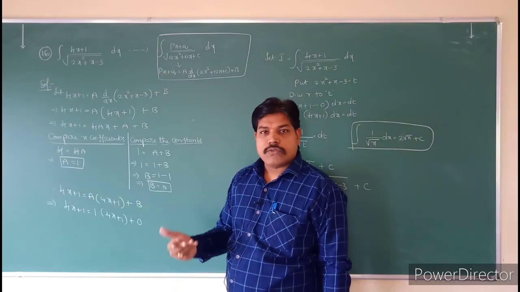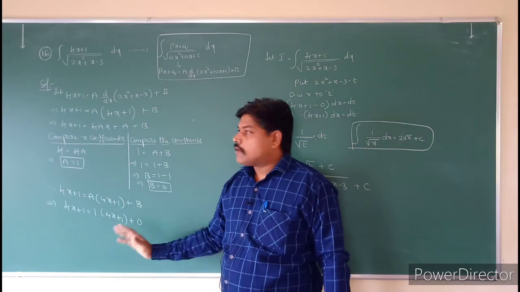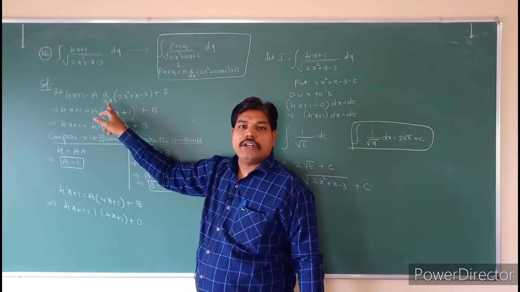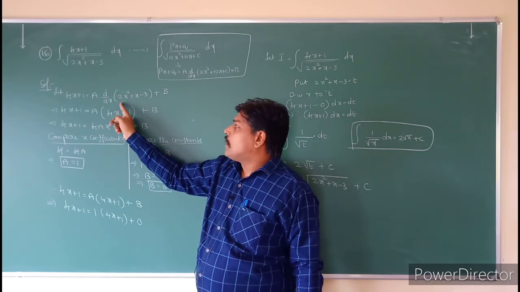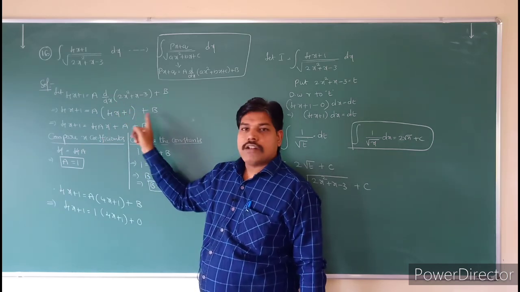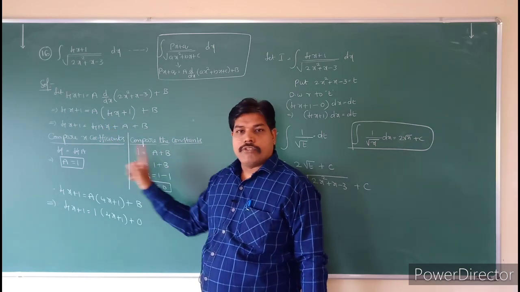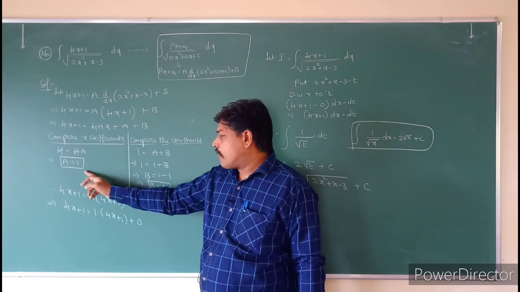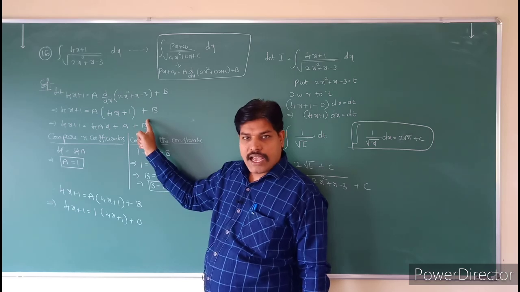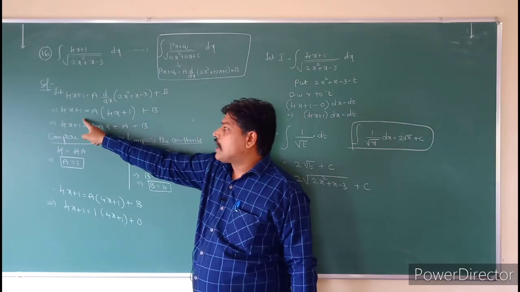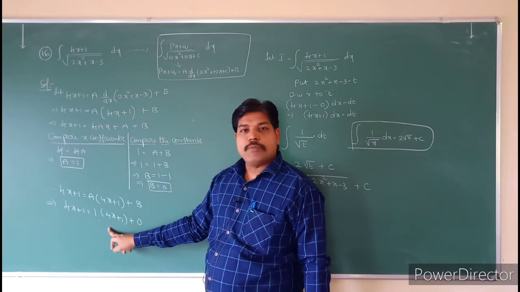So what is the original process? I started like this: px plus q is equal to a into derivative of ax square plus bx plus c, plus b. So differentiate this term: 2x square derivative is 4x, x derivative is 1, plus b. Multiply with a and compare the coefficients of constant and x, you will get a value and b value and substitute in this equation. 4x plus 1 can be written as a into (4x plus 1) plus b. So you can split like this.